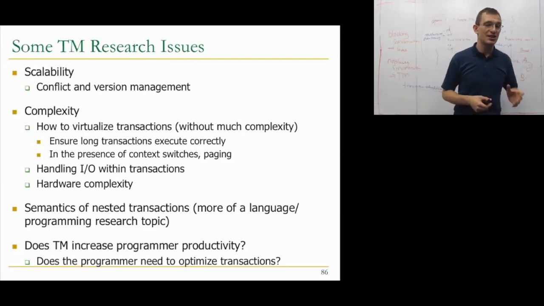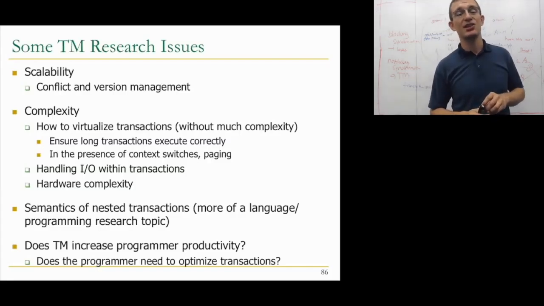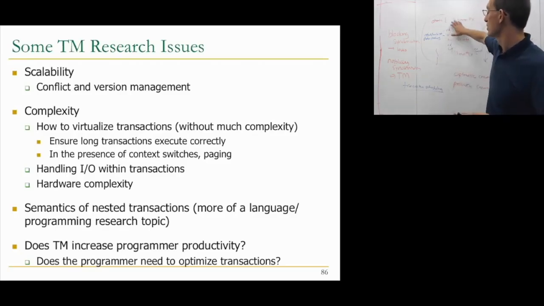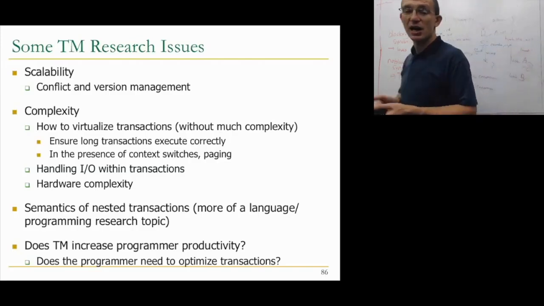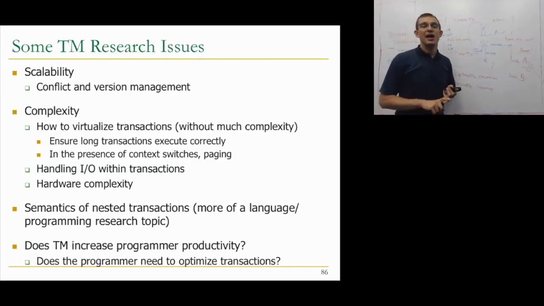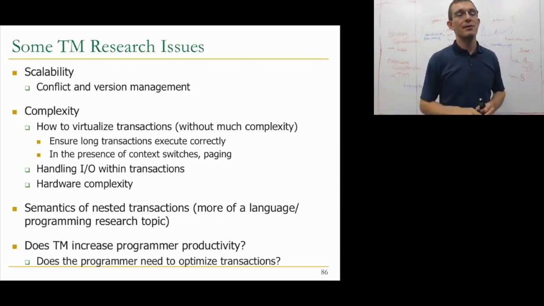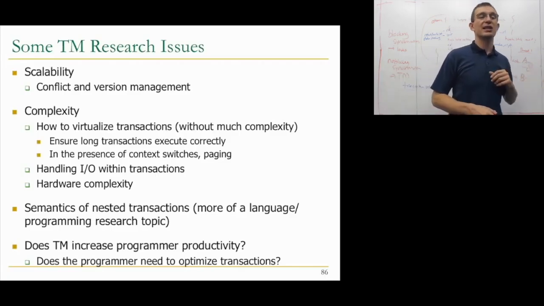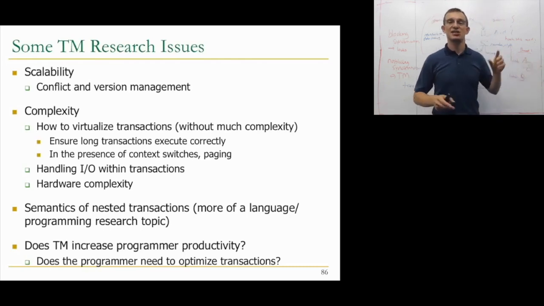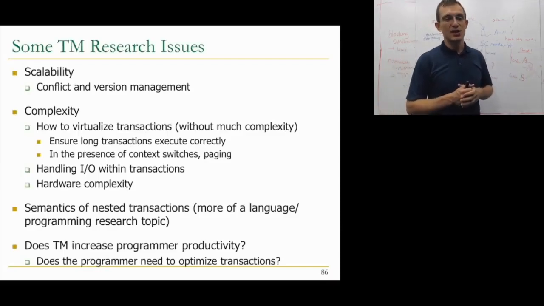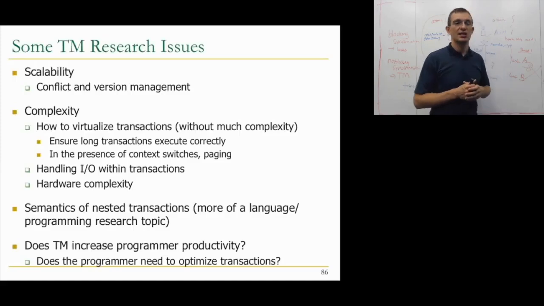And finally, a big key question is does transactional memory actually increase programmer productivity? Basically, the goal was to reduce the burden of the programmer in writing both correct programs and high-performance programs. And does this actually happen? This is a difficult question to answer because there aren't huge chunks of programs that are actually converted to transactional memory. But a related key question is, does the programmer still need to optimize the transactions, optimize their sizes, and try to minimize the rate of conflict? And the answer is likely yes.